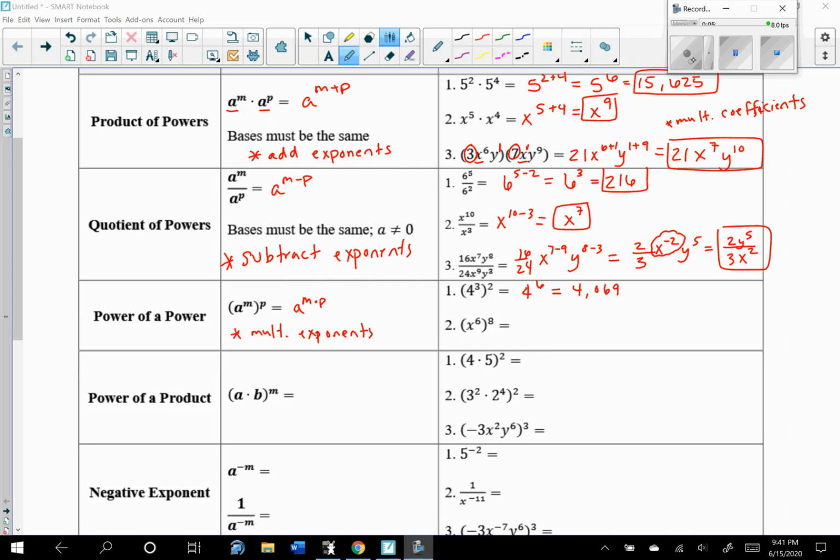4,069. Sorry about the 96. Sorry, I wrote that backwards. So 4,096. And then for the next one, we have, again, power of power rule. Multiply those exponents. This is x to the 6 times the power of 8, which is 48. So x to the 48th power.